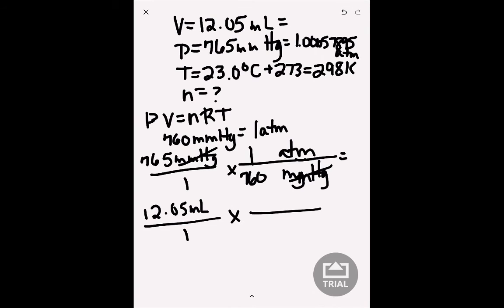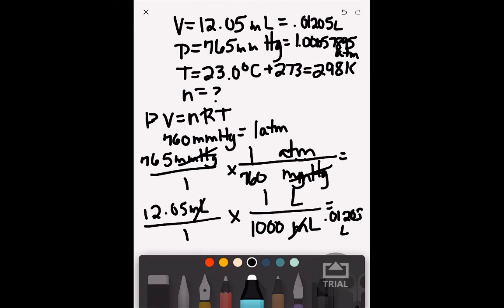And then I know that this is going to need to be liters, so 12.05 milliliters, and I know I need to change that to liters, 1,000 milliliters in 1 liter. Or just move your decimal 3 places to the left and you get 0.01205 liters. Okay? I'm going to check that just to make sure. Yeah, 0.01205 liters.